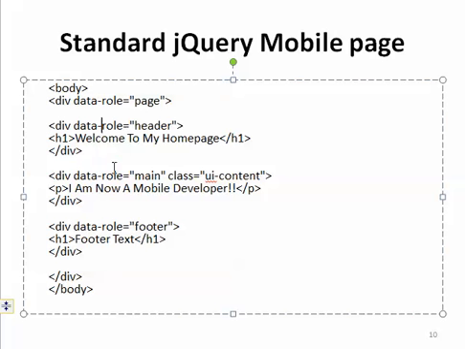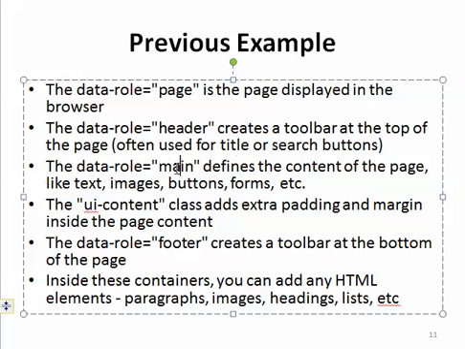So here you can see what we're saying about those three sections. For example, the header creates a toolbar at the top of the page, for title, search, and then this is the main, which is basically the main part of the application. And then here, for example, the footer creates another toolbar at the bottom of the page.